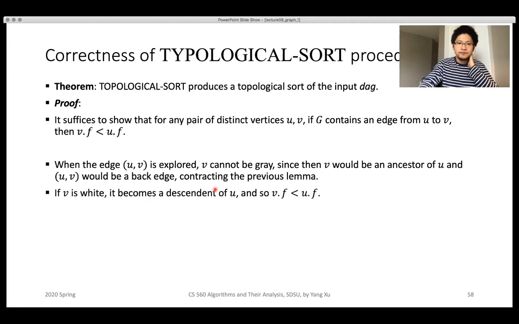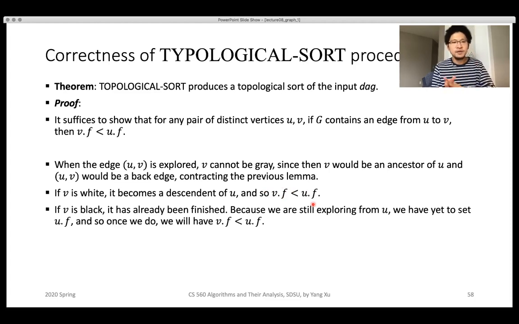Okay, so because V cannot be gray, when V is white, that means by the time the edge U to V is explored, V is not explored yet, so it becomes a descendant of U. Okay, so that means the finish time of V will be smaller than U. So the ancestor will always be finished at a later time because it's depth first search. All the children vertices, or all descendant vertices, will be finished first before the ancestor finishes. Okay, so that is what we want. So if V is white, then we would naturally have the finish time of V smaller than U.